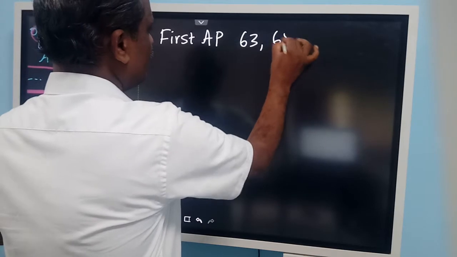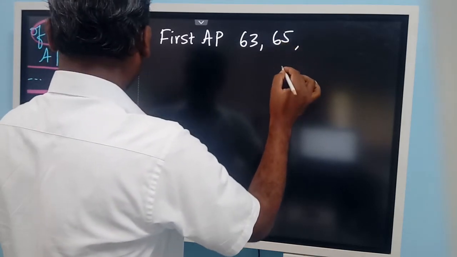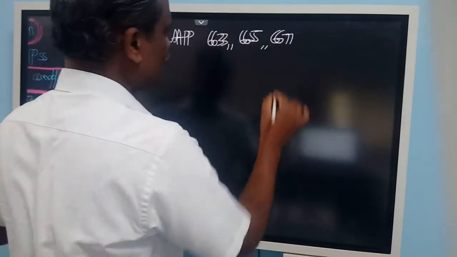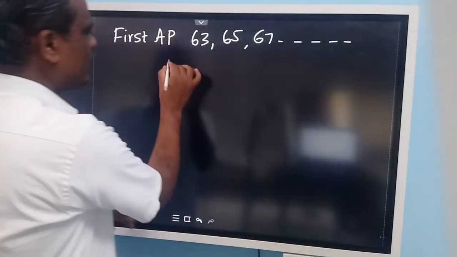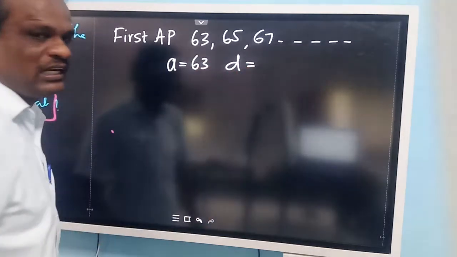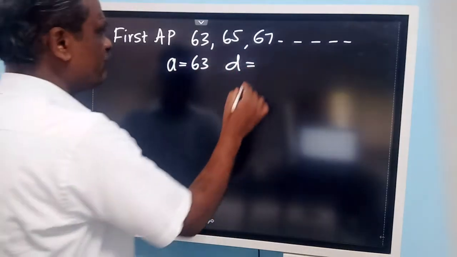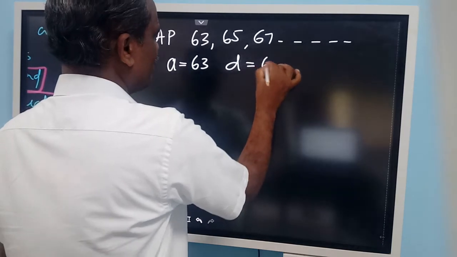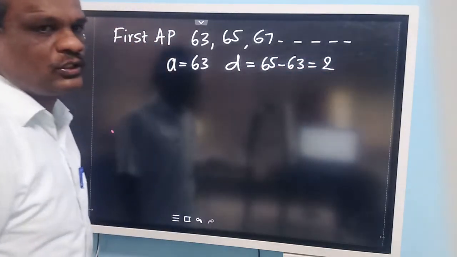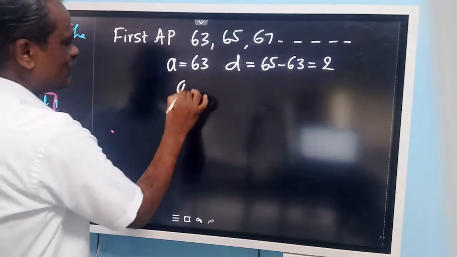63, 65, 67. So it continues like this. Let us do it separately. A value here is 63, common difference D value is 65 minus 63. What is the value of 65 minus 63? Common difference is 2. So let us find the nth term.